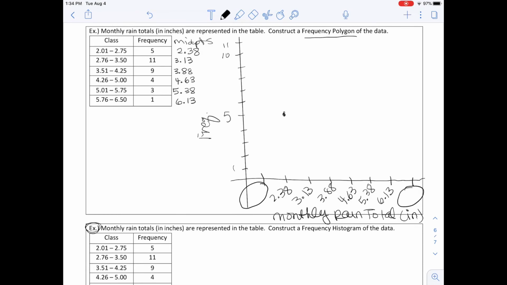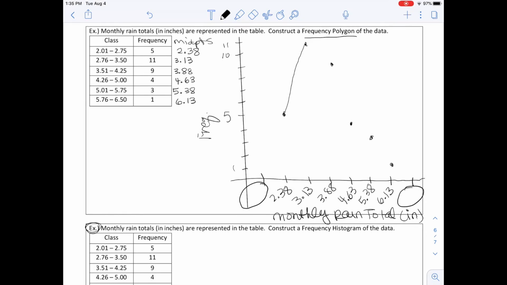At 3.13, we have a frequency of 11. At 3.88, we have a frequency of 9. At 4.63, we have a frequency of 4. At 5.38, we have a frequency of 3. And at 6.13, we have a frequency of 1.